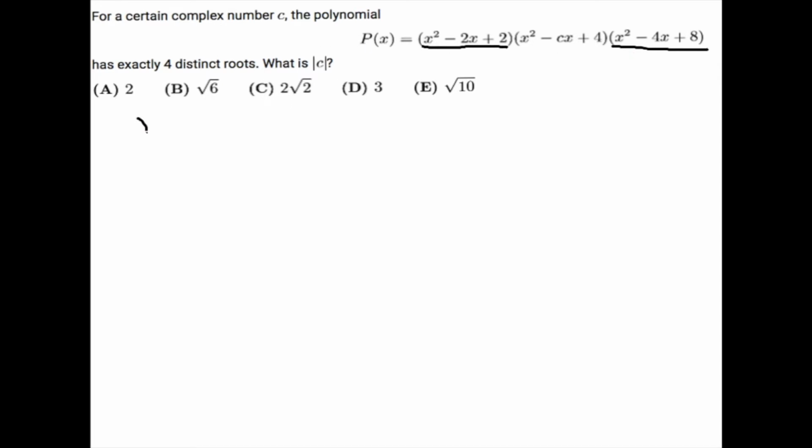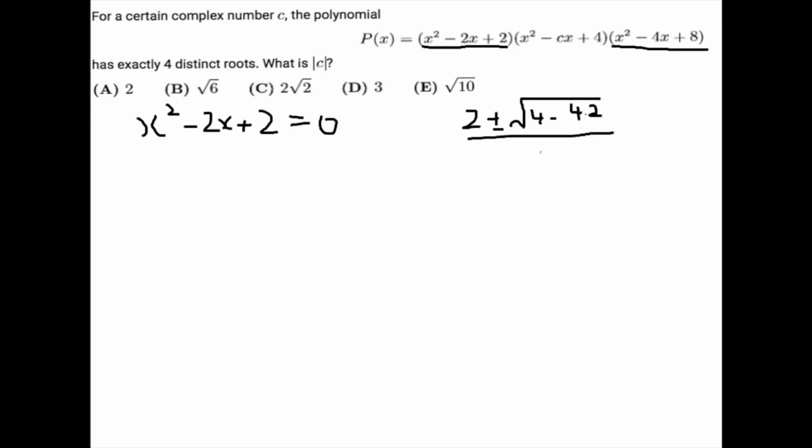So let's find the roots. For x squared minus 2x plus 2, we set this equal to 0 and do the quadratic formula. We find negative b plus or minus square root of b squared minus 4ac, 4 times 2, over 2a is going to be equal to 2 plus or minus 2i over 2. So this is going to be equal to 1 plus or minus i.